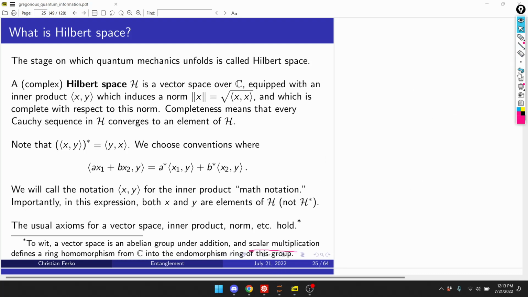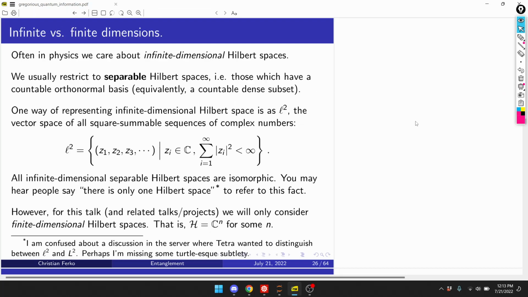But I don't want to talk about that. I want to assume you know what a vector space is and move on. Okay. So we're going to specialize to finite dimensional Hilbert spaces.